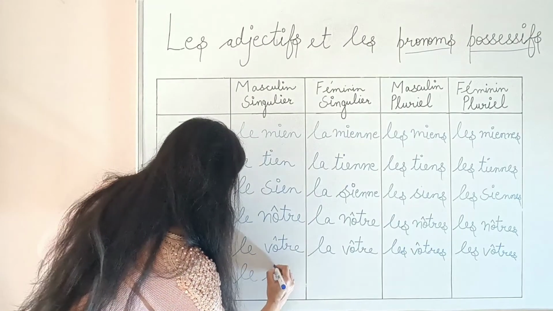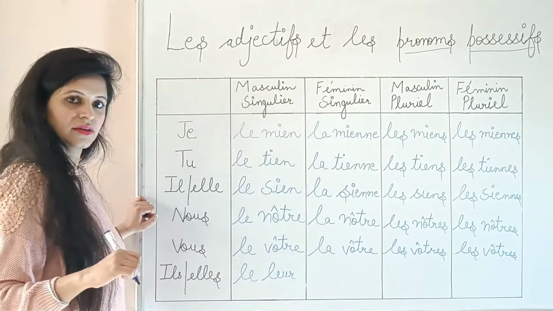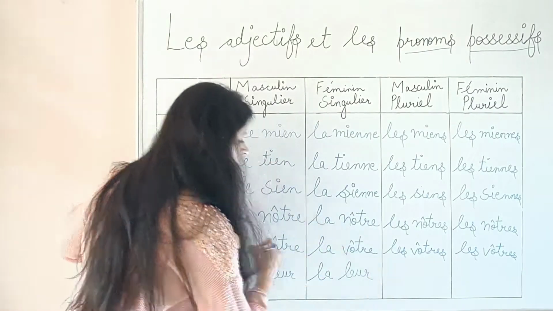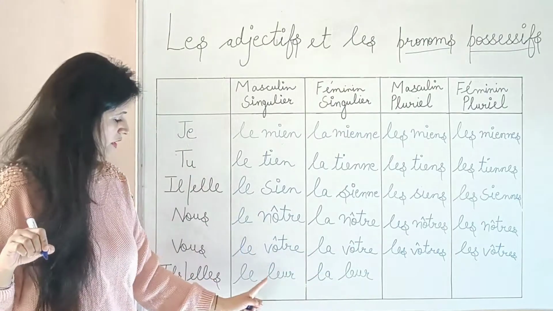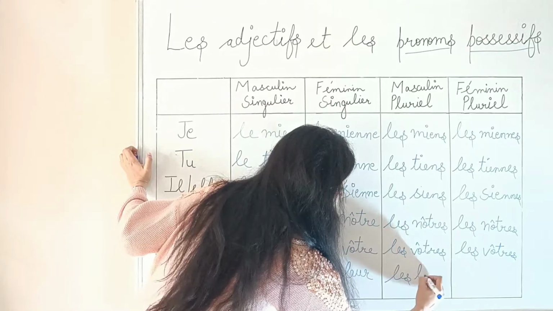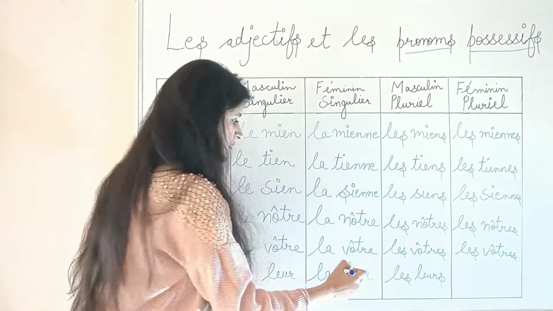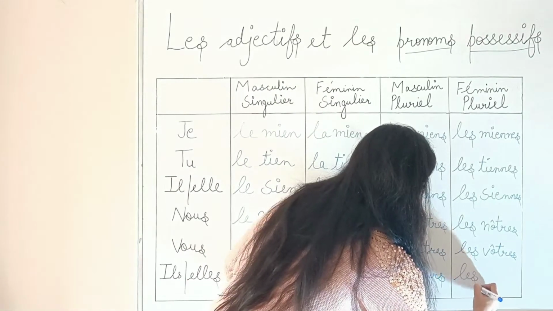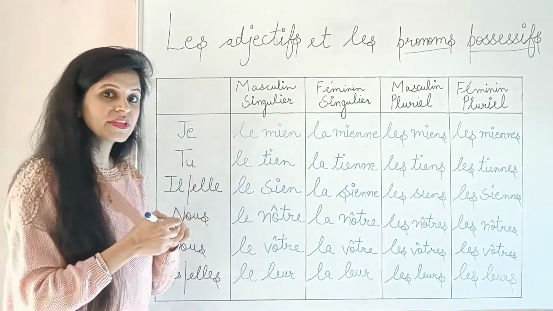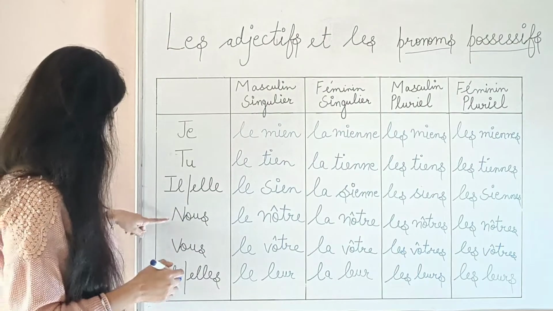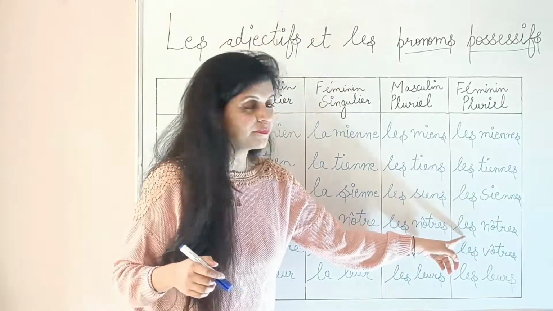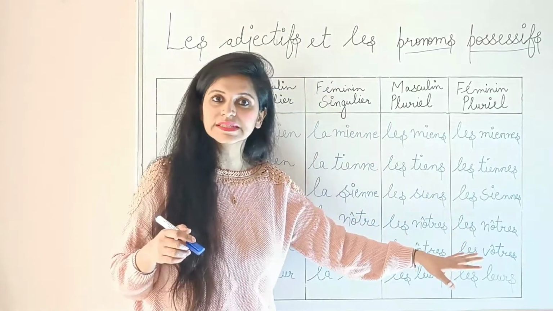With il, it's leur. With féminin, la leur, you don't have to add an e. It has to be the same as the masculine one. Pluriel, les leurs, with an s. Here also les leurs with an s. So I hope the table is clear. With nous, vous, il, elle, the masculine pluriel and the feminine pluriel are going to remain the same.